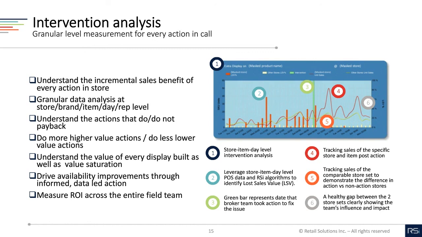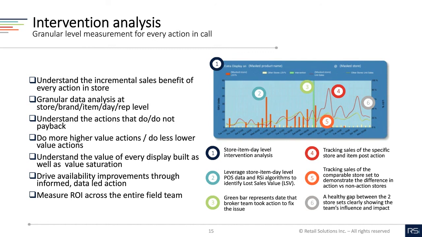But the green bar indicated by the number 3 is a really important piece in this example. Number 4 highlights the sales trends in this specific store, the red line, in the pre and post measurement, and here we're looking for the impact of the action taken on incremental sales. Number 5 highlights sales trends in all other comparable stores, or the yellow line. And number 6 highlights the healthy gap between the two to demonstrate the effectiveness of the action taken.